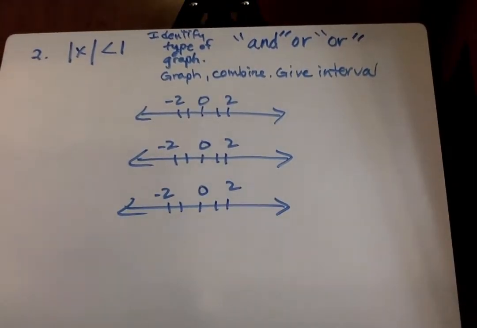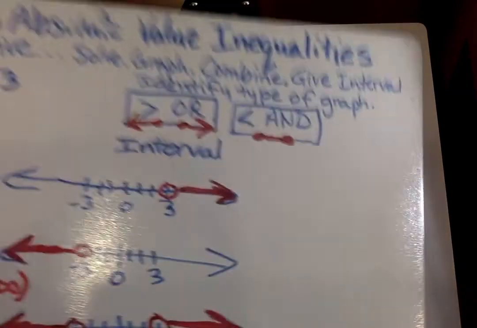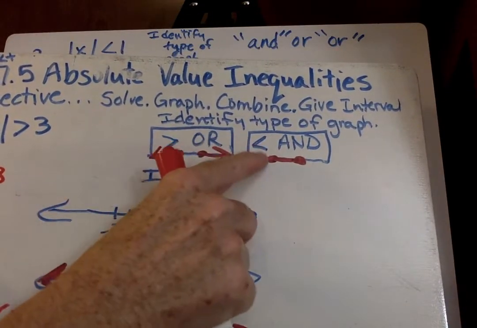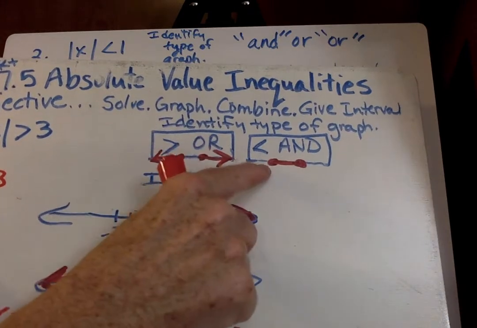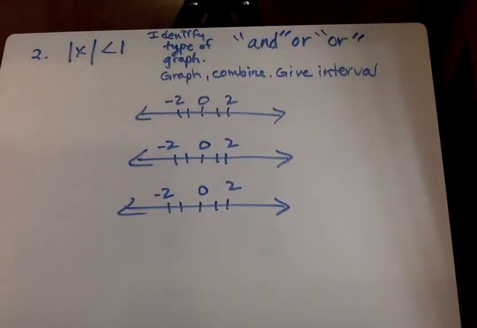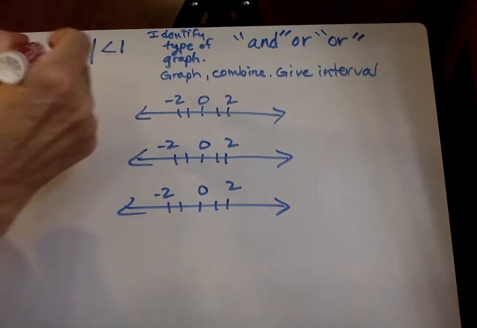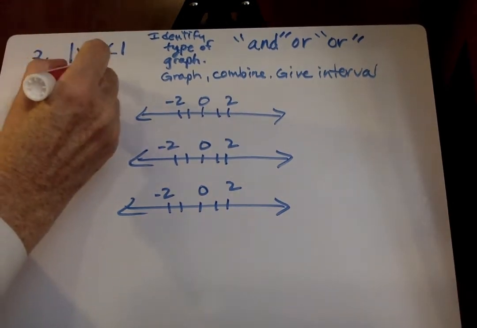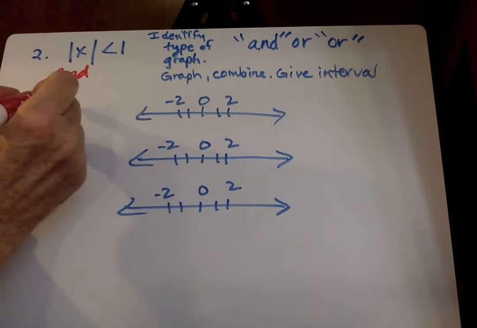Okay, we have absolute value of x is less than 1. So first we're going to identify the type of graph. All right, if it's less than, which one is it going to be? That's correct. It's and. So we're going to have an and one. I'm going to write and. Okay, so we're going to write x is less than 1.